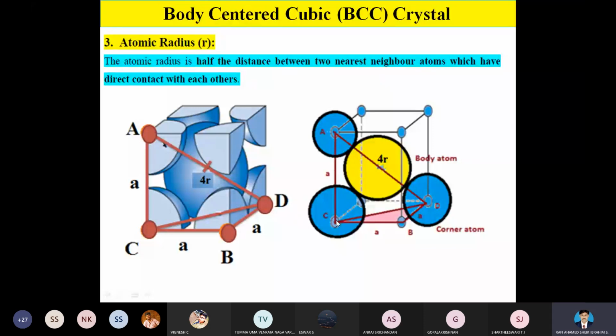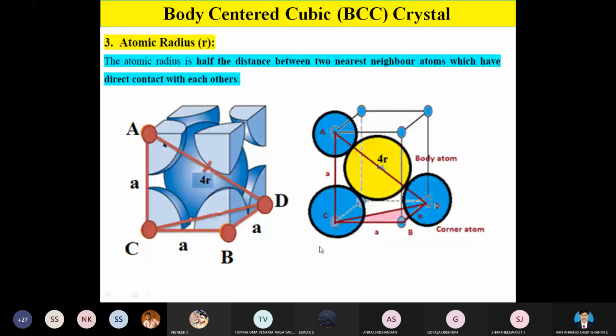So A atom, C atom, D atom. It's just connected with the body-centered atom. And we also have another atom, B atom. This B atom is also connected with the body-centered atom, but we have not shown it here. If I show that connection, you people get confused, so that's why we are not showing it. In a simple way, we are giving the construction to measure the atomic radius. So let's see what is happening here in the theory.